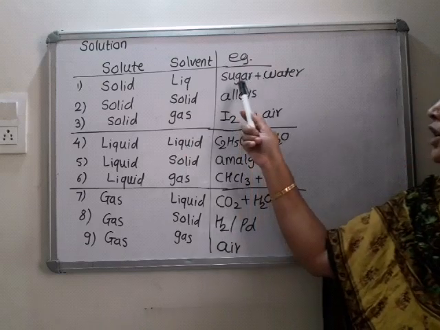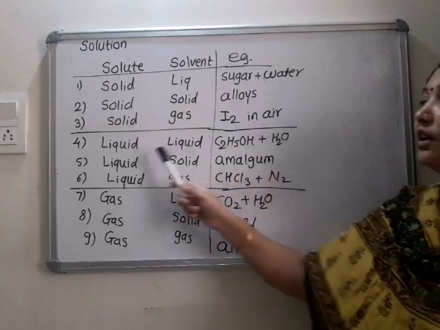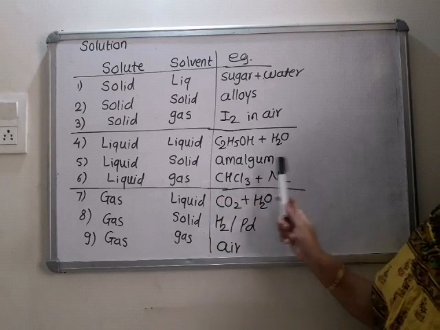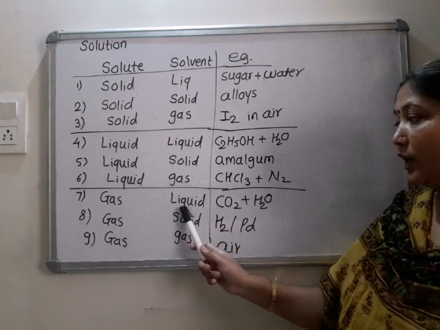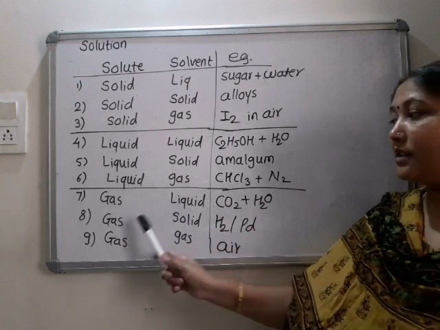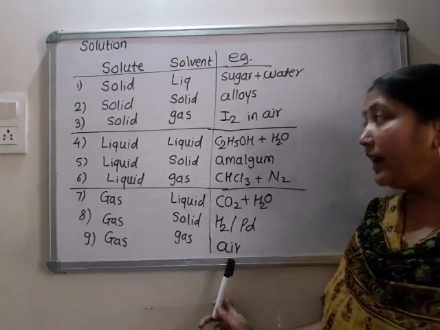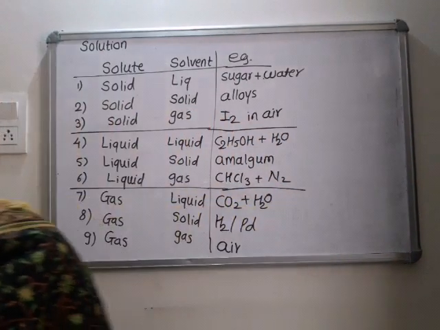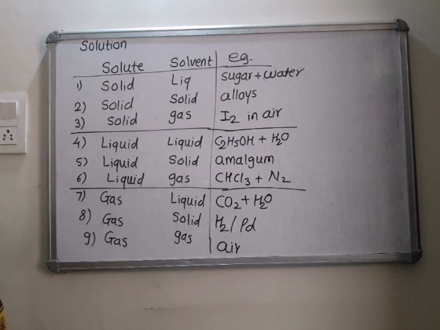Solid in liquid, sugar and water. Solid in solid, alloys. Solid in gas, I2 in air. Liquid in liquid, ethanol in water. Liquid in solid, amalgam. Liquid in gas, CHCl3 plus N2. Gas in liquid, CO2 and water. Gas in solid, hydrogen gas adsorbed on platinum. And gas in gas, air is a mixture of this type of solution. Take a screenshot and write this in your notebook. Different types of solutions.